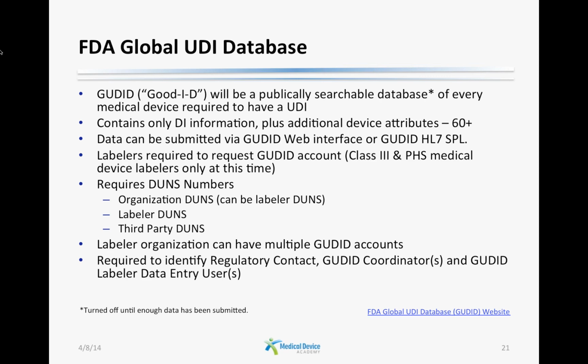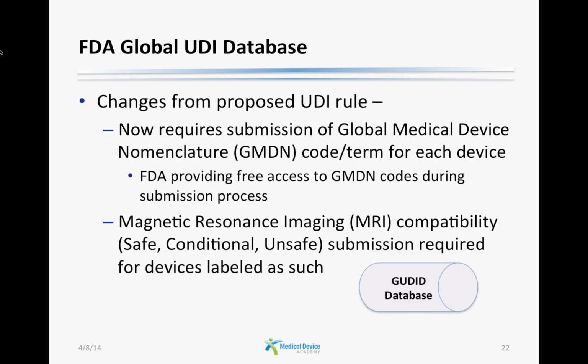There were changes from the proposed rule relating to the GUDID. In the proposed rule, FDA did not want to use the GMDN preferred term codes unless they were free. Labelers can now obtain GMDN codes during the submission process. You need to be careful here, as the GMDN agency is continually adding and updating these codes. You need to make the decision if you are going to subscribe to GMDN based on your company's needs.